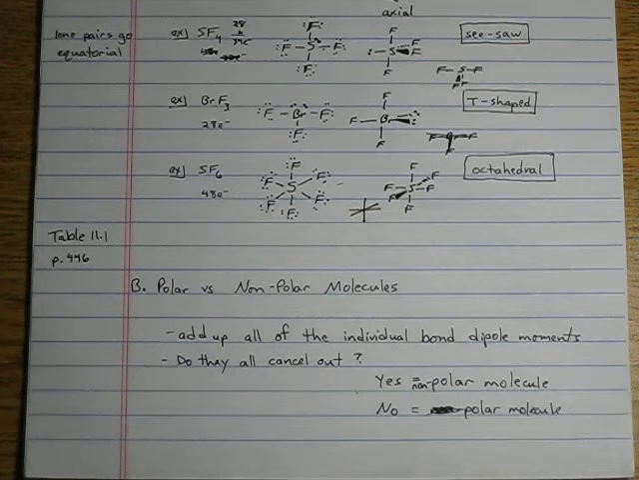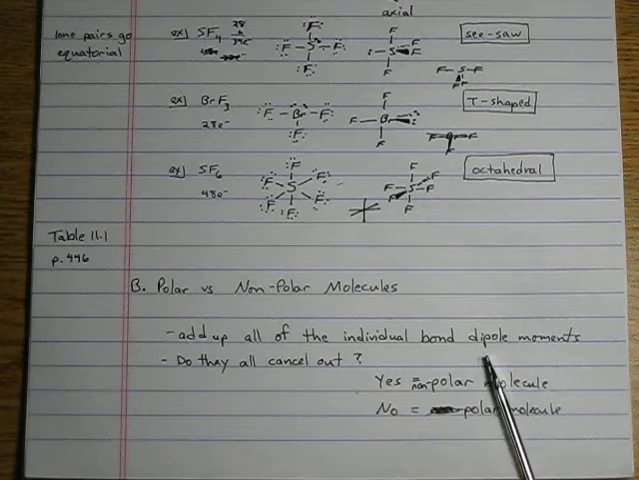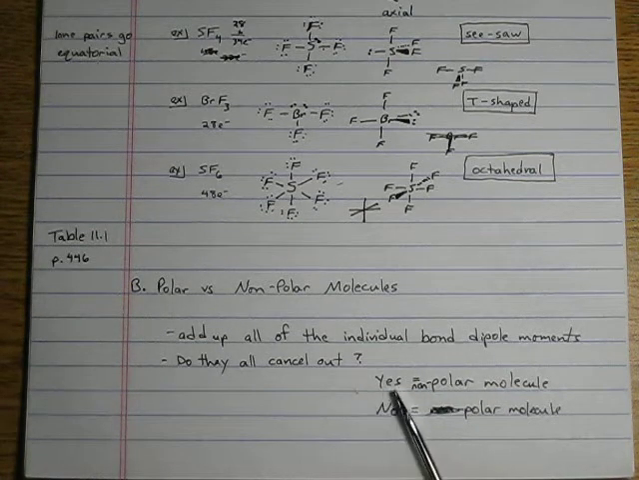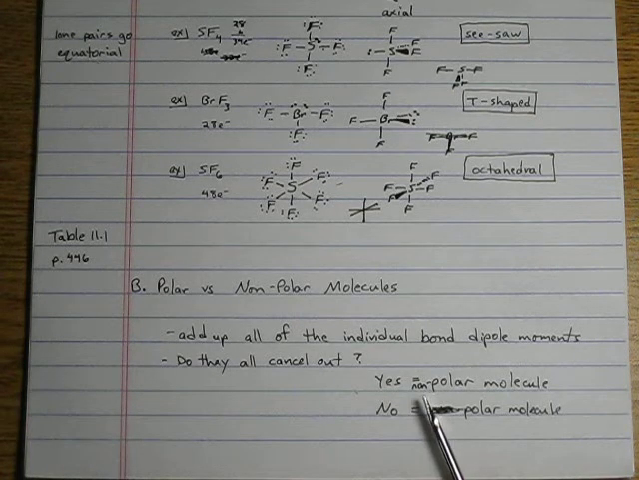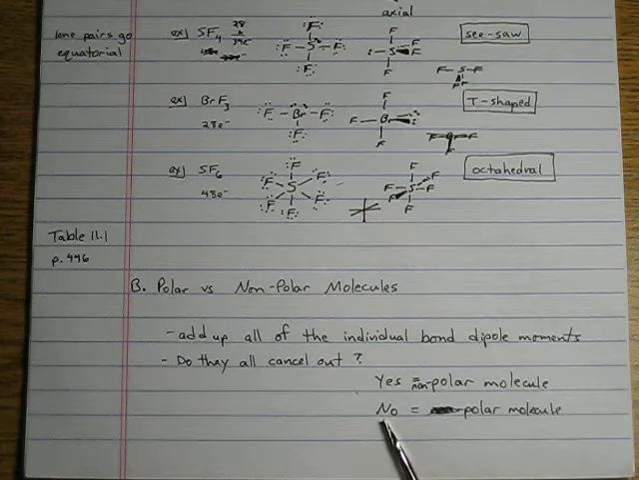The way we figure this out is by adding up all of the individual dipole moments and seeing if they cancel each other out. If all the dipole moments cancel each other out, then there is no polarity to your molecule. It's a non-polar molecule. If you look at all these individual dipole moments and they don't cancel each other out, then it is a polar molecule. It's pretty much that straightforward. Do they cancel each other out or not?